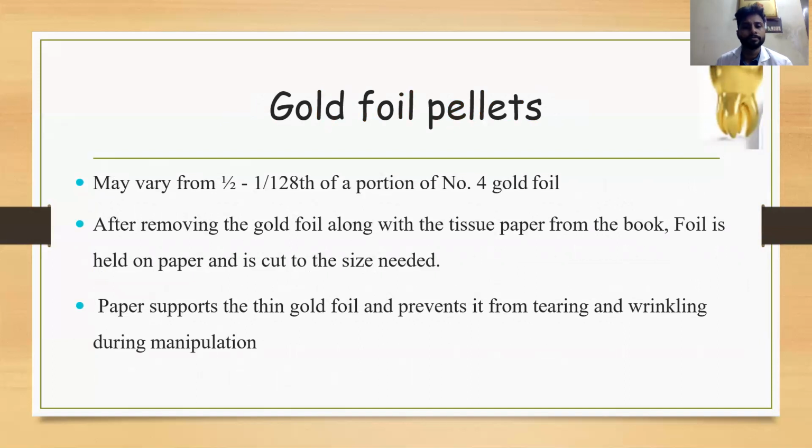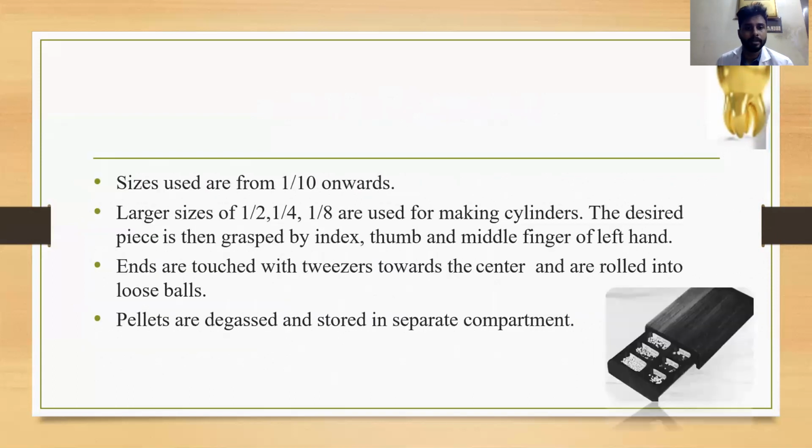Then moving on to gold foil pellets, they may vary from half to 1/28th of a portion of number 4 gold foil. After removing the gold foil along with the tissue paper from the book, the foil is held on paper and is cut to the size needed. Paper supports the thin gold foil and prevents it from tearing and wrinkling during manipulation. Sizes used are 1/10 onwards. Larger sizes of 1/2, 1/4, and 1/8 are used for making cylinders.